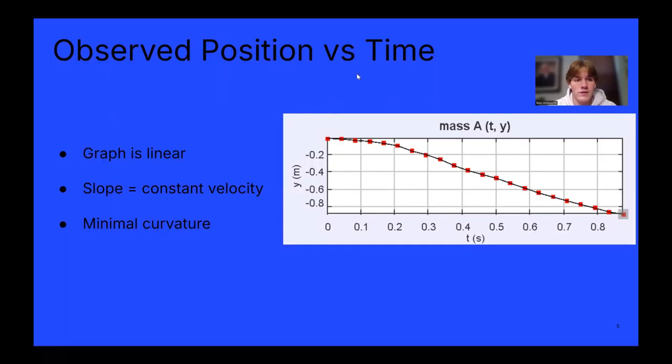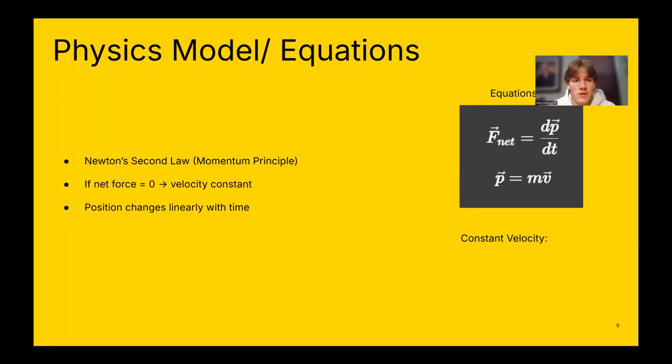Observed position over time. As you can see, it's basically linear. The slope is a constant velocity for this one. The slight curvature is probably just due to human error, the start of the pushing and then the stopping. And then this shows the velocity of the object.